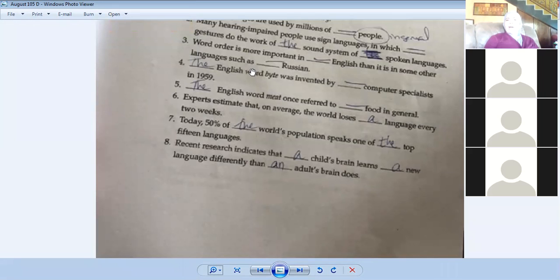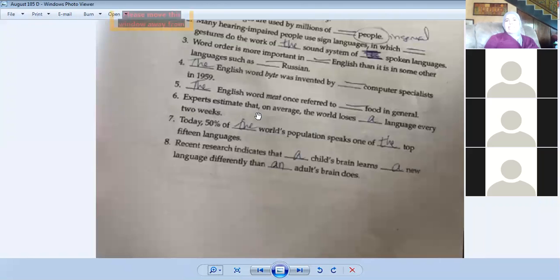So the English word bite was invented by whom? Computer specialists. I did not say which computer specialist or from what country that computer specialist is. So in general, computer specialists, so we have nothing here when we talk about a title in general, in that way in 1959. Again, look, the English word bite, the English word meat, a specific word again. So that's why I have the. Once referred to what? Food in general. And they tell you it's in general. Look at it, so we're talking about not just a specific kind of food, but food in general.